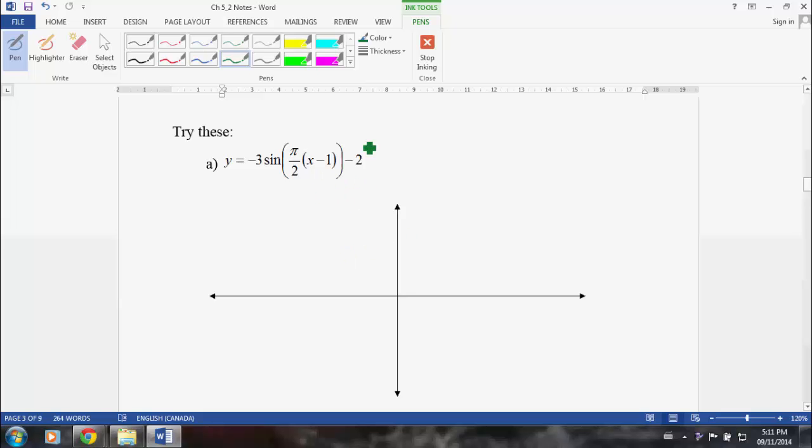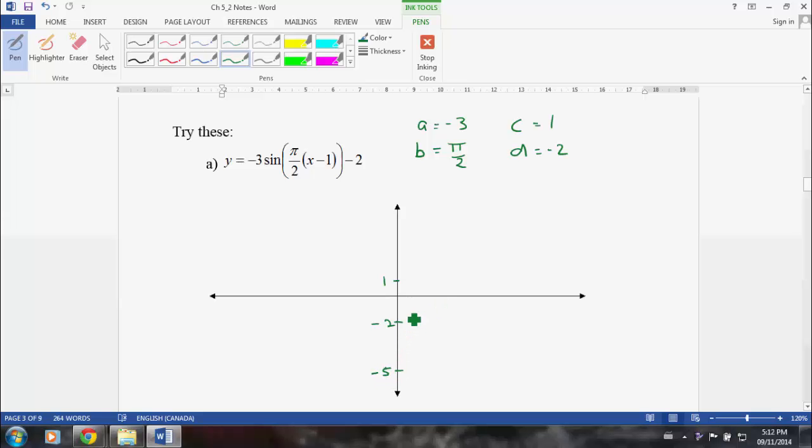Okay, so we should start looking at, first of all, what's A, B, C, and D. So A in this case is going to be equal to -3. B is already factored out, so it's kind of a nice one. B is going to be equal to pi over 2. C is equal to 1, and D is equal to -2. So my horizontal central axis will be at -2, and the absolute value of my amplitude is 3, so the highest anything will go is up to 1, and the lowest it will go would be -5.